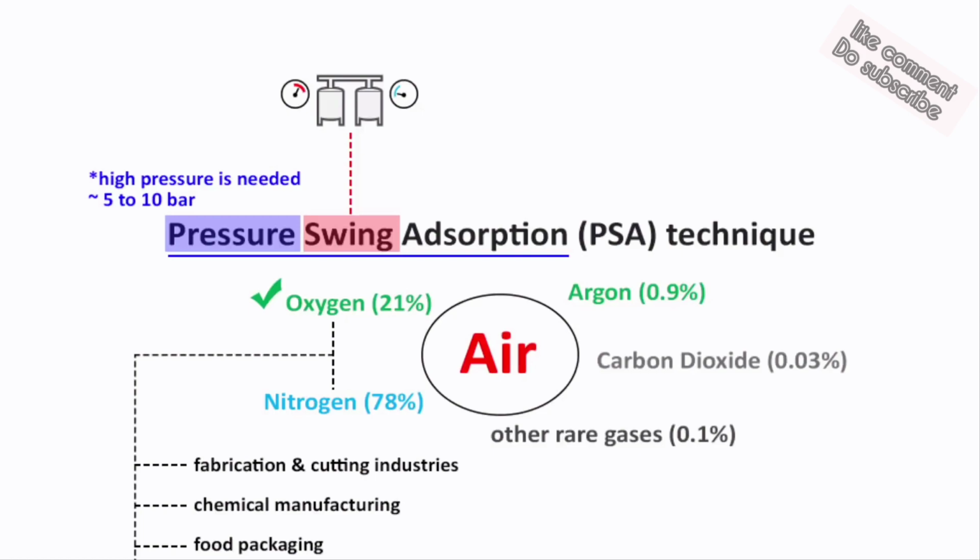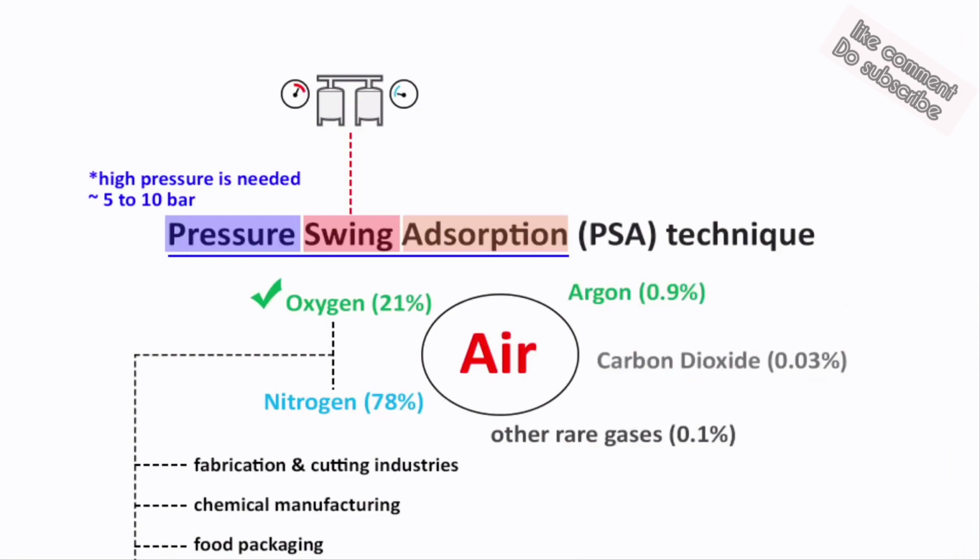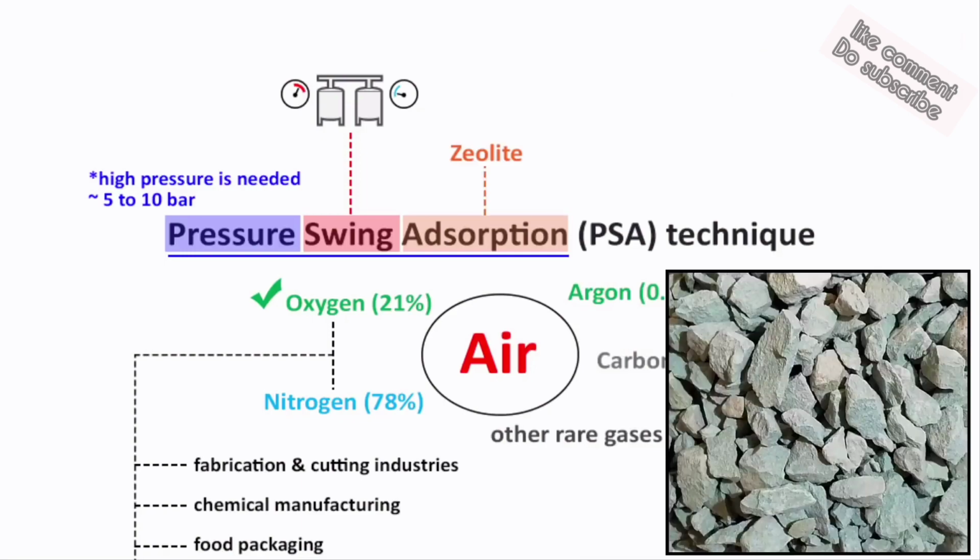And the third word is adsorption. That means something has to be adsorbed. Obviously, if you're producing oxygen, apart from oxygen, other gases of atmospheric air need to be adsorbed. It is similar to absorption. For producing oxygen, zeolite is that adsorbent.